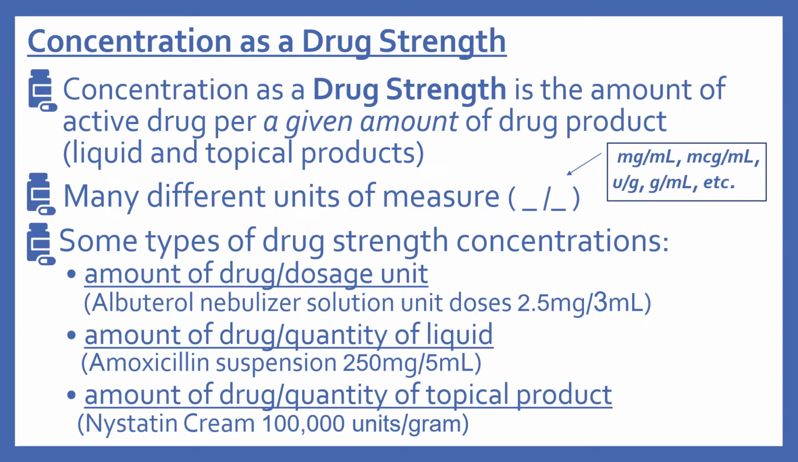Here are some different types of drug strength concentrations. There's amount of drug per dosage unit. An example is albuterol nebulizer solution unit doses, which come in 2.5 milligrams per 3 milliliters for each vial. There's also amount of drug per quantity of liquid, such as amoxicillin suspension, 250 milligrams per 5 milliliters. Or there's amount of drug per quantity of a topical product, something like nystatin cream, 100,000 units per gram.